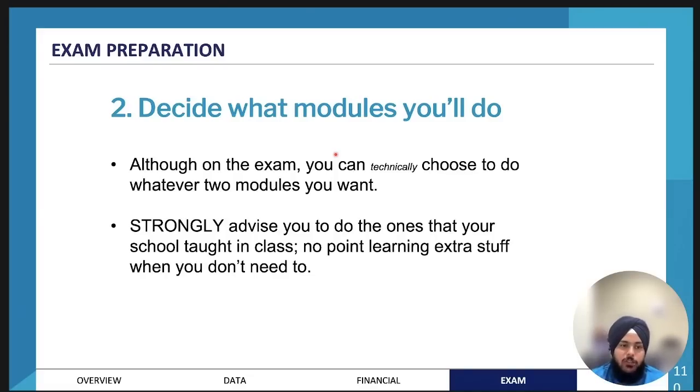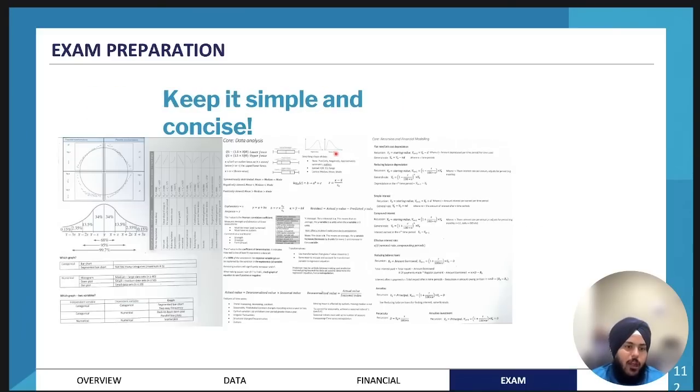Otherwise, if you're like me, just work through the exam chronologically. Just depends on what you're familiar with. Next, keep it simple and concise. Your summary book does not need to be literally every single resource that you have accumulated throughout the year.